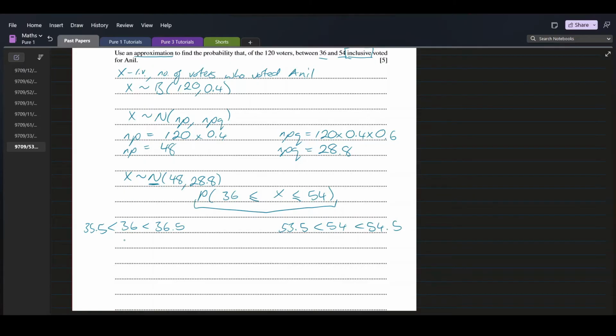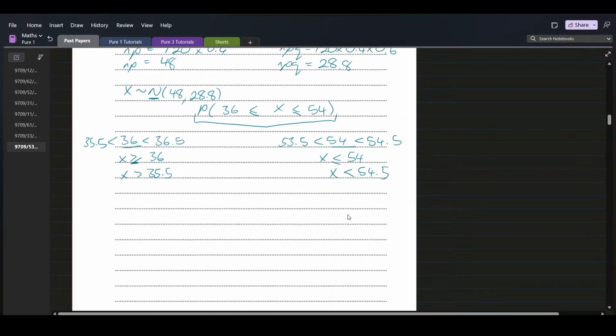So we'll start with the 36. They said x should be greater than or equal to 36. So since we want to include the 36 as well, we're going to take its lower bound. So x is greater than 35.5. Then for 54, x is less than or equal to 54. We want to include all of 54 as well. So x should be less than 54.5.